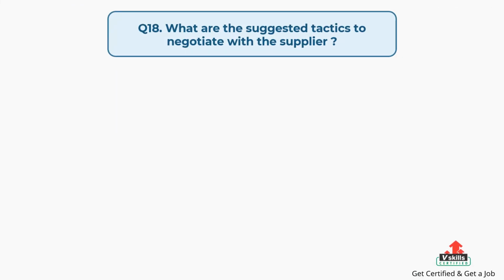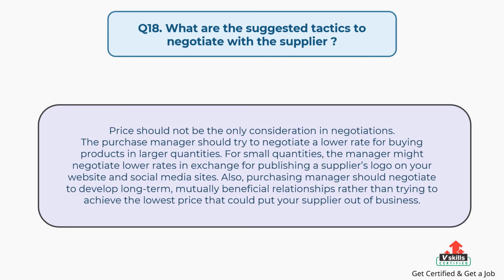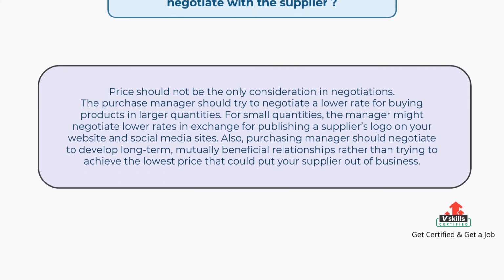Question number 18. What are the suggested tactics to negotiate with the supplier? The answer is, price should not be the only consideration in negotiations. The purchase manager should try to negotiate a lower rate for buying products in larger quantities. For small quantities, the manager might negotiate lower rates in exchange for publishing a supplier's logo on their website and social media sites. Also, purchasing managers should negotiate to develop long-term, mutually beneficial relationships rather than trying to achieve the lowest price that could put your supplier out of business.